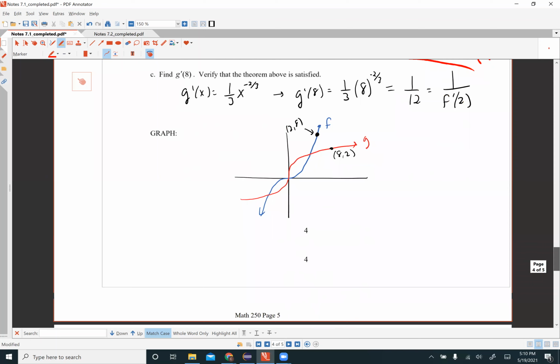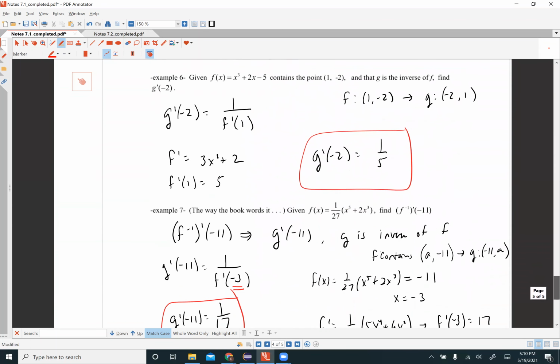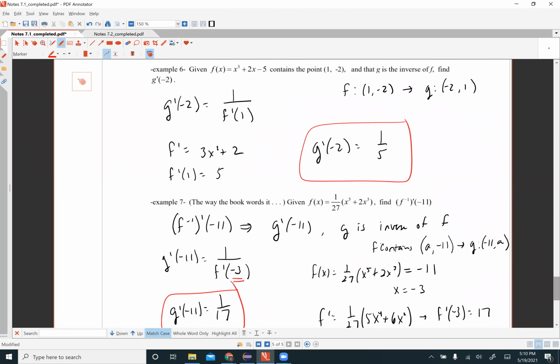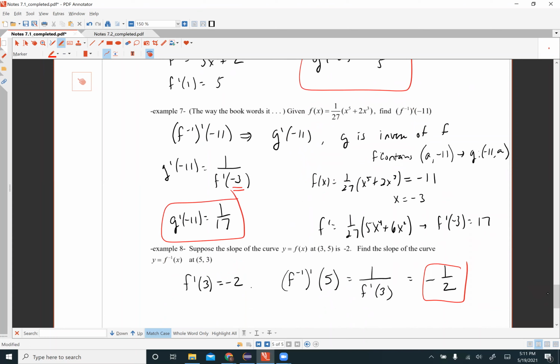There's one more example here, example 7, which is more like what I was doing. If f of x is equal to 1/27 times x to the 5th plus 2x cubed, find the derivative of the inverse at -11.